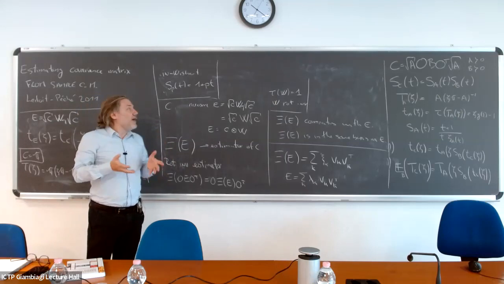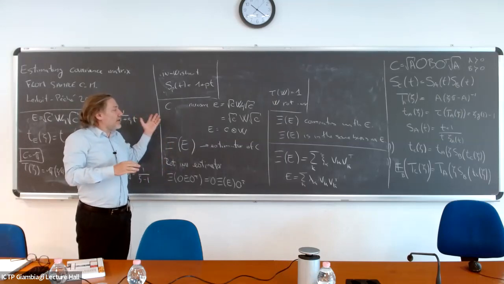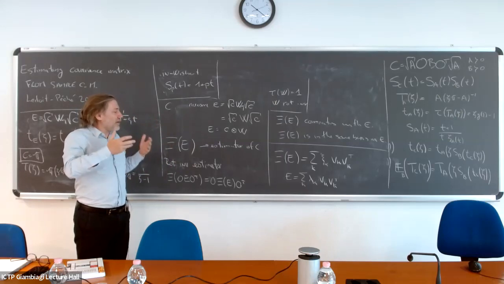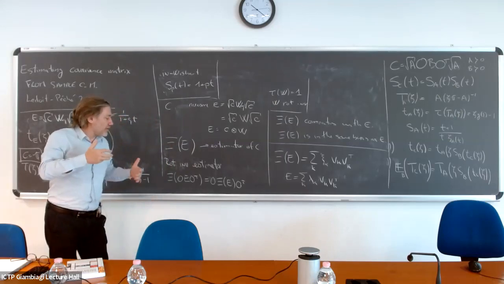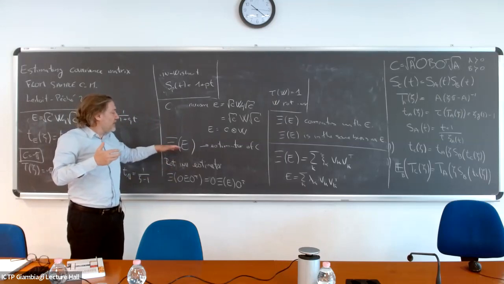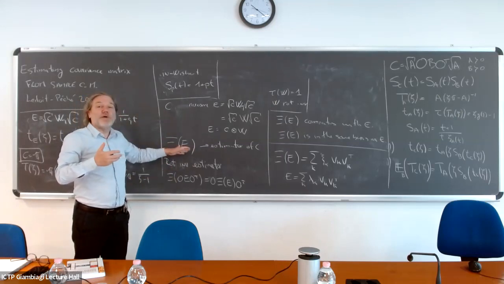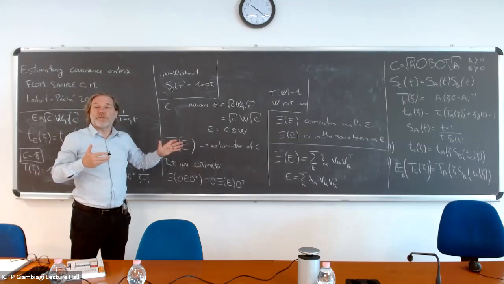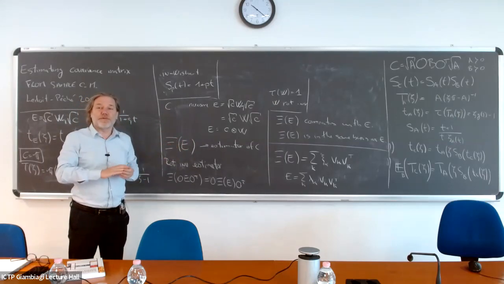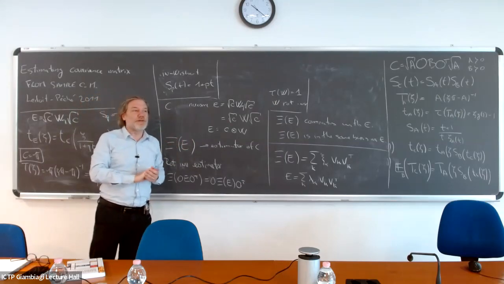But then in free probability, I'm not an expert, but for people in free probability, it's pretty obvious that the conditional expectation of C given E must commute with E. But it's a bit abstract to me still.